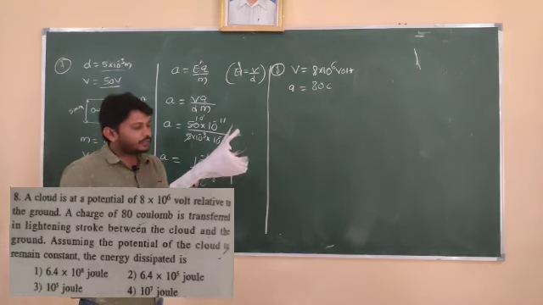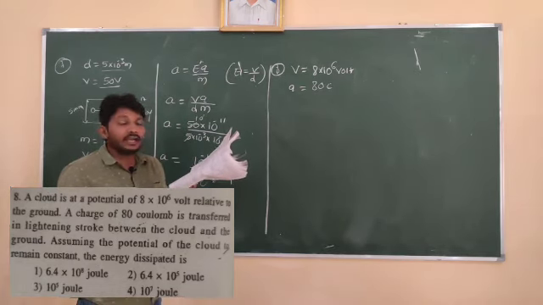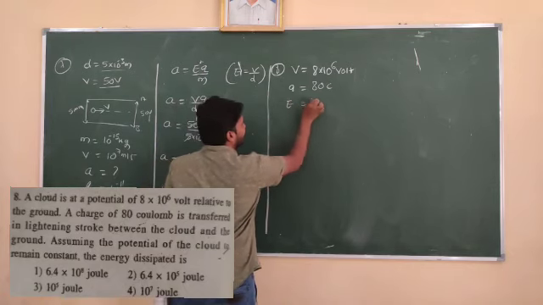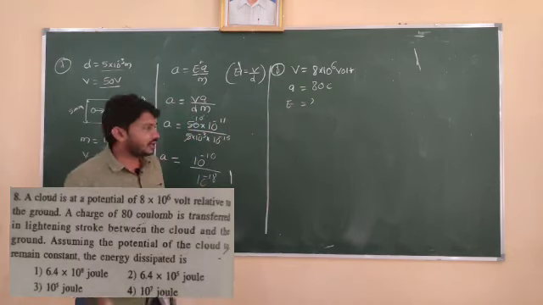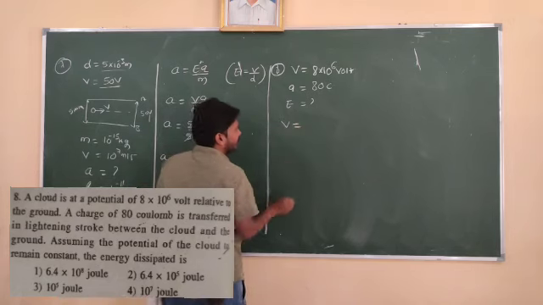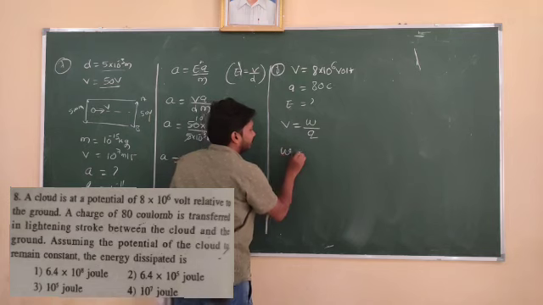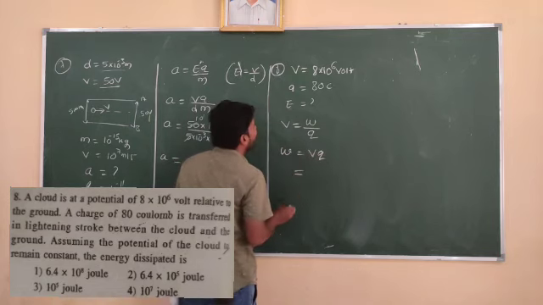Assume that the potential of the cloud remains constant, then the energy dissipated. So which quantity do I need to calculate here? Energy, which is nothing but work. I have the generalized formula: V is equal to W by Q, so work done is equal to V into Q.